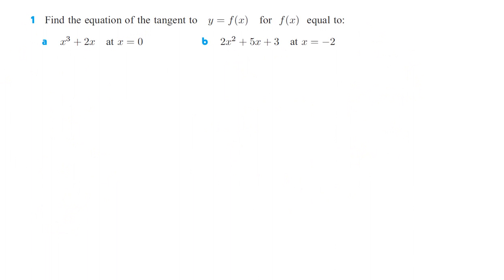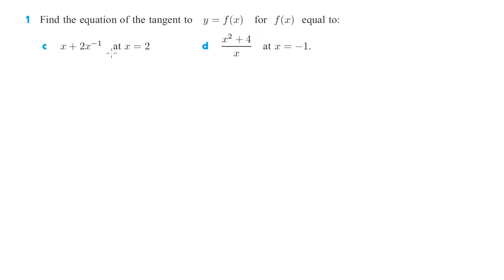Okay, so now we've got find the equation. Oh, we did those already. Okay, here we go. So we got C and D. Same idea. Let's find the y coordinate because we need x, which is 2, and y, and our slope. So if we plug 2 in, we get 2 plus 2 times 2 to the negative first. So there's where we plugged our 2's in.